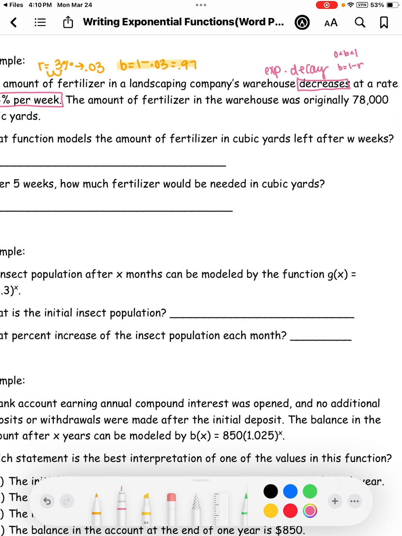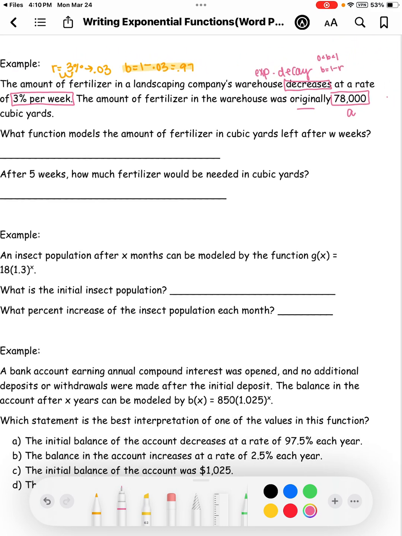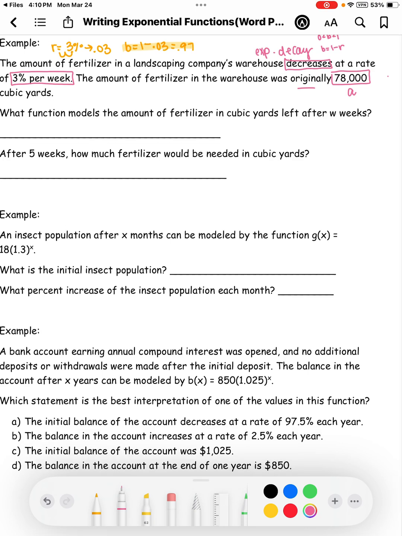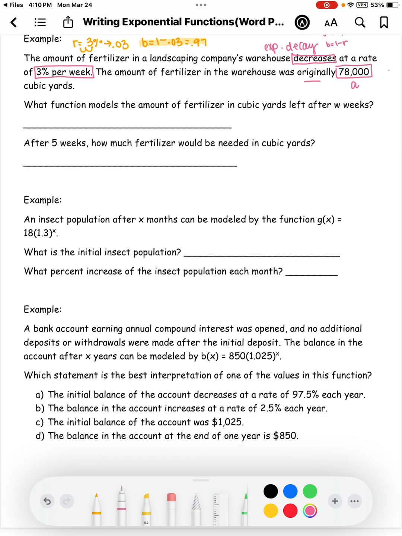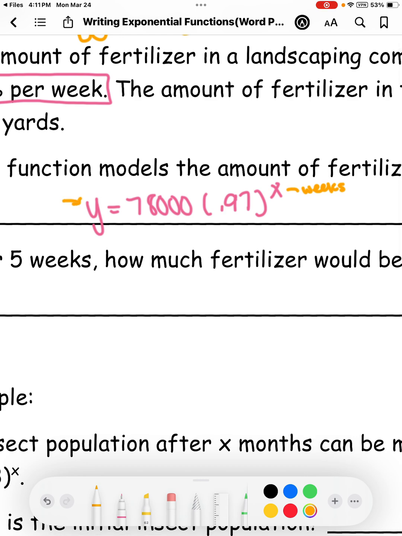The amount of fertilizer in the warehouse was originally 78,000. What does this number represent? A. So we have our a and we have our b. What function models the amount of fertilizer in cubic yards left after w weeks? Okay. So we need to write our equation. y equals 78,000 times 0.97 to the power of x. Okay, so x here represents our weeks. So they really want me to put w and not x. And y represents the amount of fertilizer.